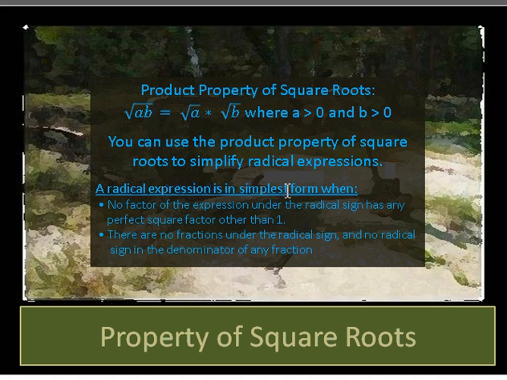Radical expressions are in simple form when no factor of the expression under the radical sign has any perfect square factor other than 1, there are no fractions under the radical sign, and no radical sign in the denominator of any fraction. Okay. So we're looking to get all the perfect squares out, and we don't want to see square roots with fractions, and fractions with square roots. Okay, so let's go ahead and go to the next.